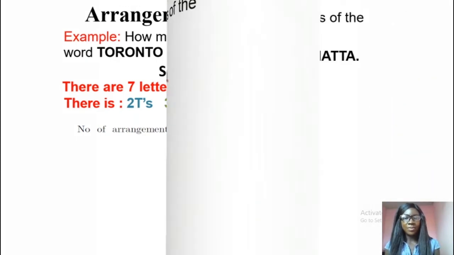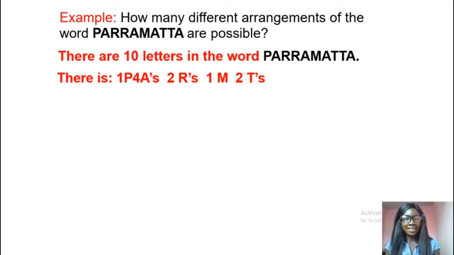Okay, so let's see another example. How many ways can we arrange the word PARAMETER? This word has 10 letters. We see that we have 1 P, we have 4 A's, we have 2 R's, we have 1 M, and we have 2 T's. So meaning we're going to have 10 factorial divided by 4 factorial times 2 factorial times 2 factorial.